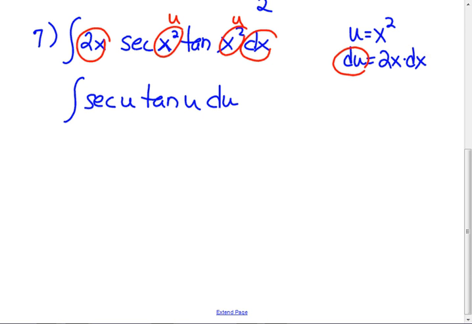Now you have to know your antiderivatives on that white sheet. What is the antiderivative of secant tangent? You have your white sheet? It's on there. Remember, everything has to look like what's on the white sheet. If you can't do it, you can't do it. It's the secant of u plus c. Okay, Jack, what's the derivative of secant? It's secant tangent. So we're not done. We've got to put the u back in, which is x squared.